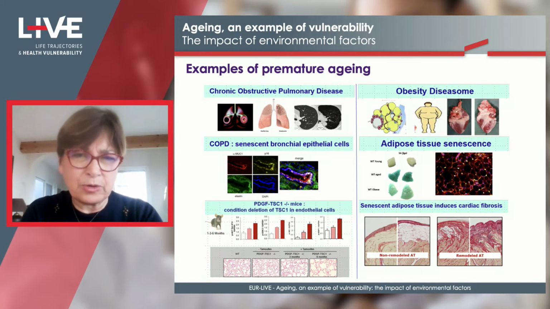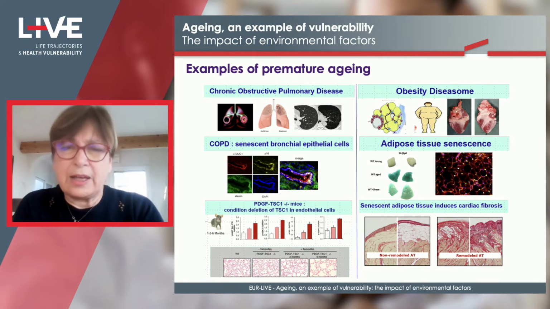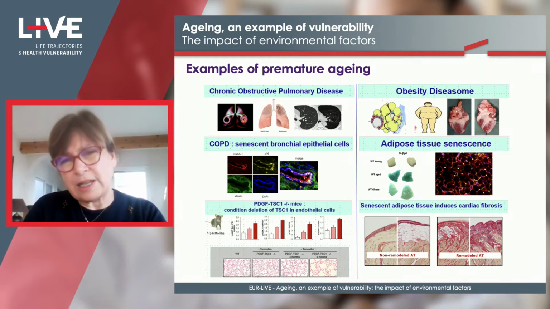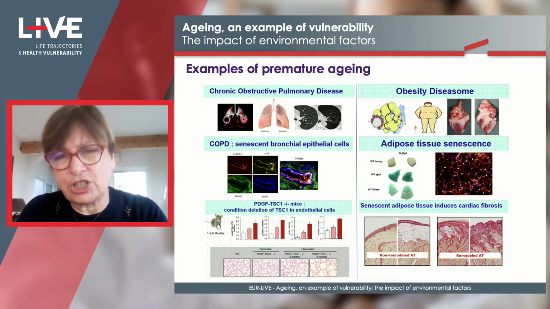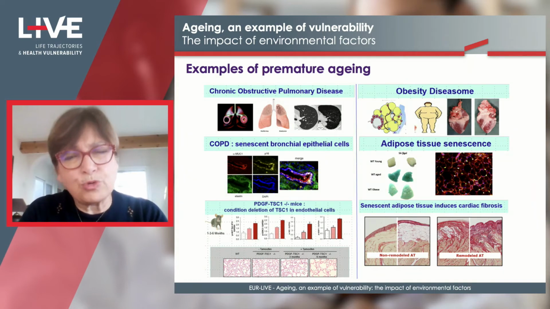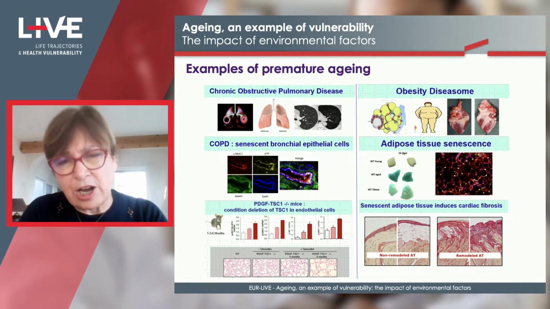These examples are linked to chronic pulmonary disease, such as chronic obstructive pulmonary disease, which is now a well-established model of premature aging, where the lungs are progressively undergoing senescence in different cell types, including the epithelial cells of the bronchia. And we can reproduce the disease in preclinical models in mice by inducing senescence in the lung cells. And this is quite interesting.